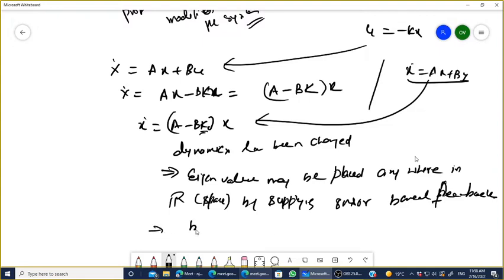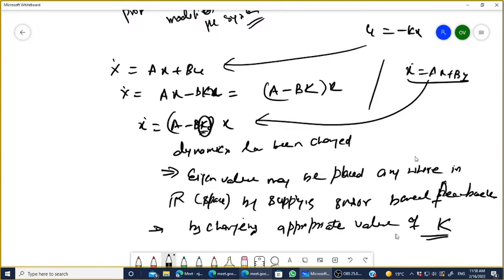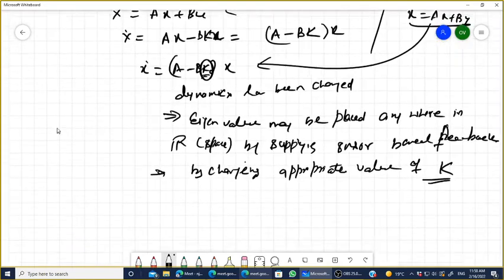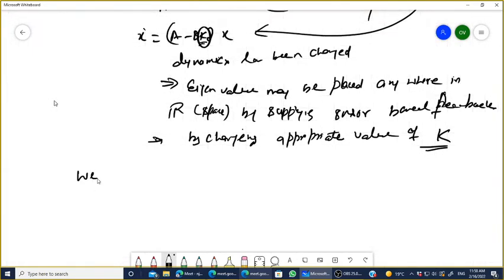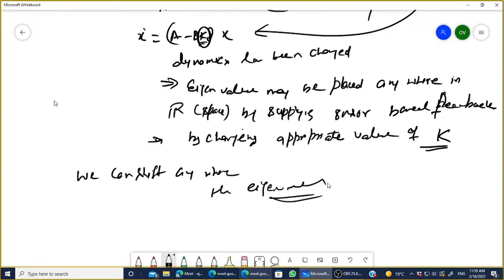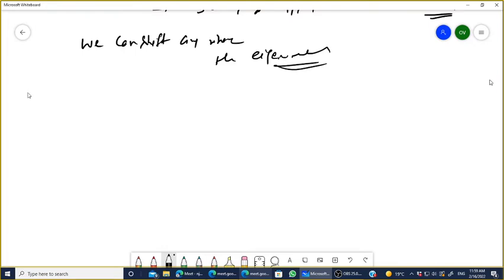Okay, by choosing the appropriate value of k. Yes or no? So what is the concept? Ultimately the concept is we can shift the eigenvalue anywhere, यही जुगाड़ है, यही concept है. समझ में आ रहा?